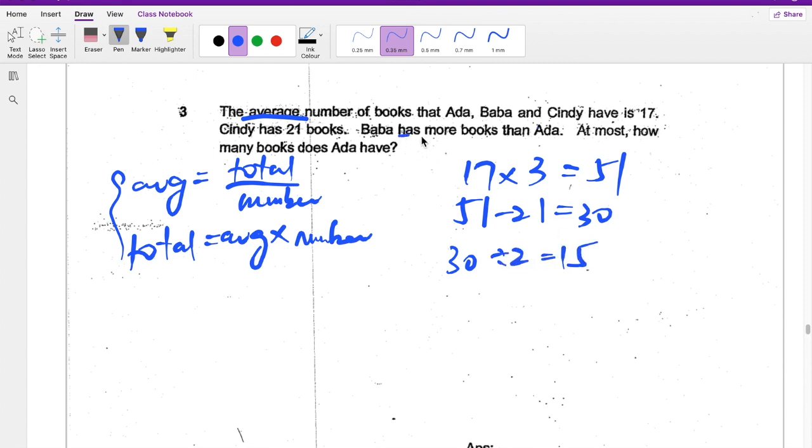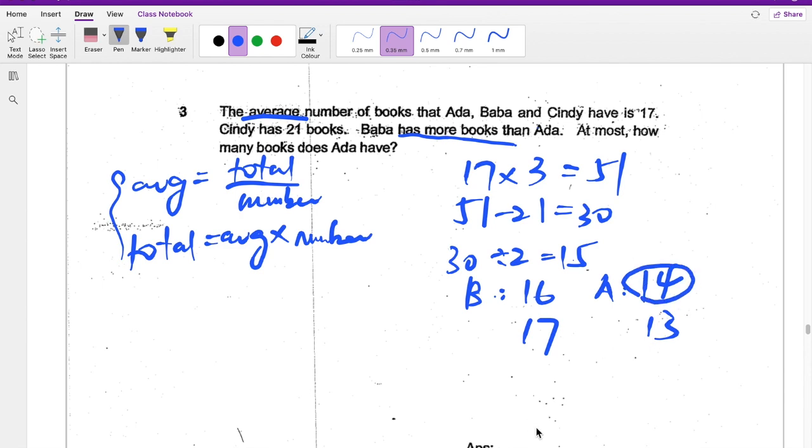But we see here, Baba has more books than Ada. So Baba will be more than the average. So Baba will have 16. Well, Ada will have a bit less than the average, which is 14. And it can also be 13 and 17, right? So it also fulfills that Baba has more books than Ada. But he said, at most, how many books does Ada have? Well, at most, Ada can have 14 books.